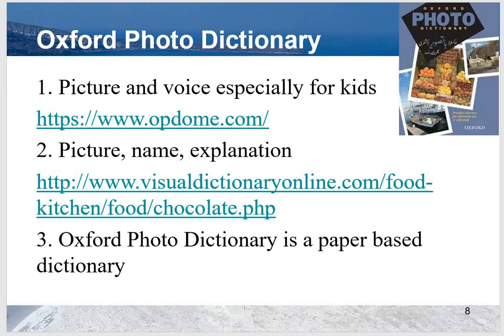Another tip is the Oxford Photo Dictionary. This is the picture of the Oxford Photo Dictionary. Picture and voice, especially for kids. You will go to this link and you will find picture and voice. Don't worry that I'm just discussing material for children. No, all beginners are children for that language. Picture, name and explanation. You can use this dictionary. Oxford Photo Dictionary is a paper-based dictionary, this one.